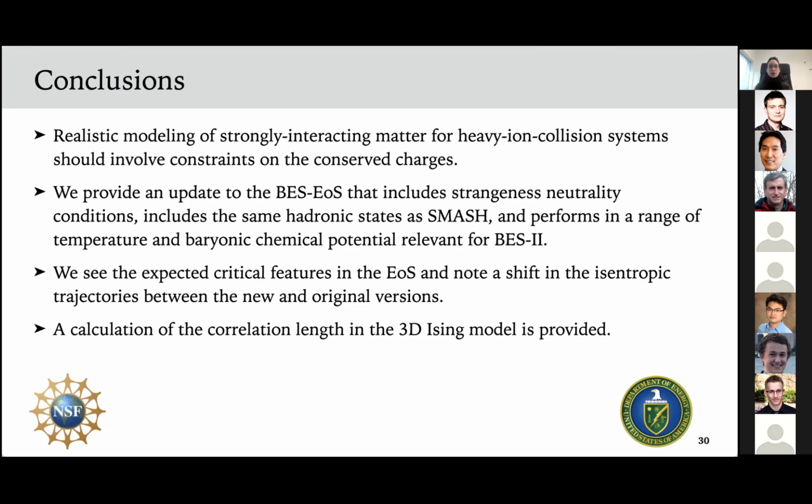So in our equation of state, we have seen the expected critical features, and we see that especially the isentropic trajectories give rise to different initial conditions, which is important for heavy ion collision phenomenology. And we also provide a calculation of the correlation length in the 3D Ising model.